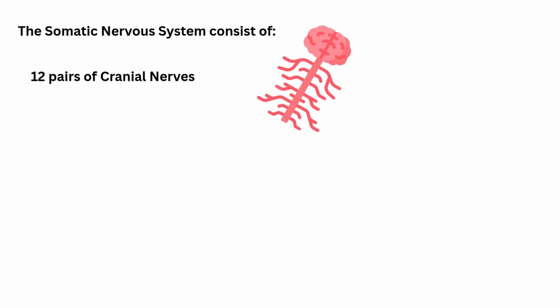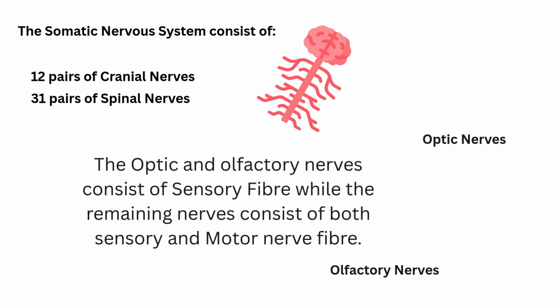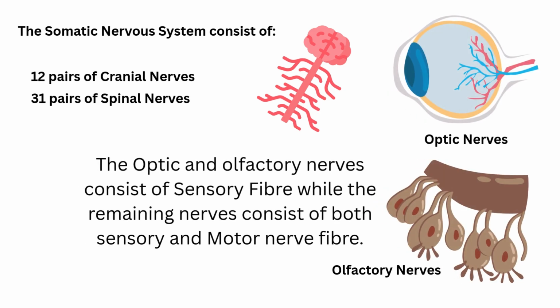Now, the somatic nervous system is made up of 12 pairs of cranial nerves in the head and 31 pairs of spinal nerves in the body of man. Of the cranial nerves, the optic and the olfactory nerves consist of sensory fibers, while the remaining 10 pairs of cranial nerves and 31 pairs of spinal nerves contain both sensory and motor nerve fibers, which conduct impulses from sense receptors to the spinal cord or the brain and from there to their effectors.